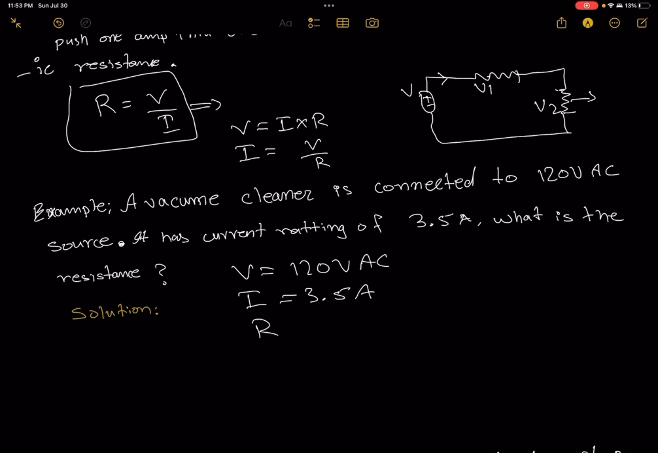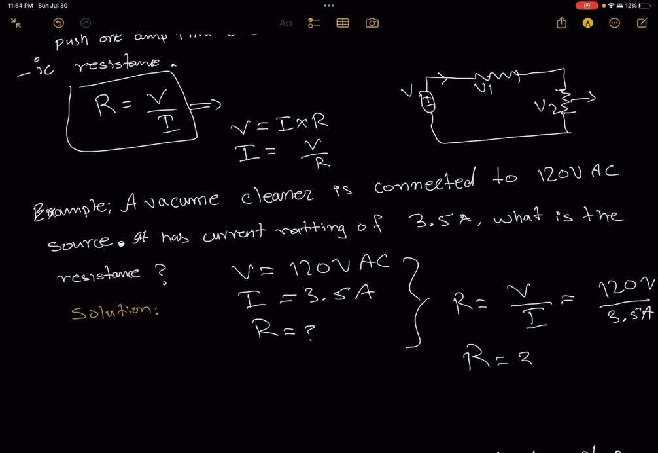Resistance is unknown, so let's find the resistance. R is equal to V over I, or voltage divided by current: 120 volts divided by 3.5 amps. 120 divided by 3.5 is 34. So R is equal to 34.3 ohms.